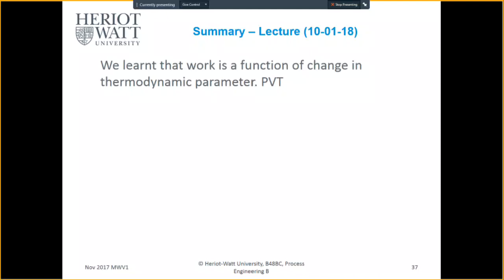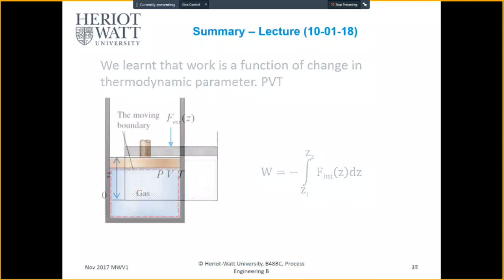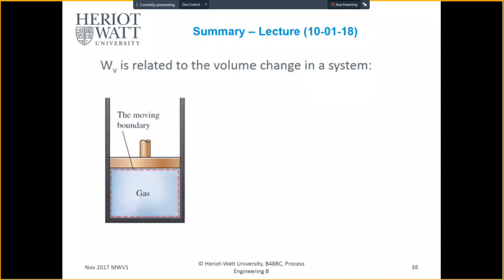We learned that work is a function of change in thermodynamic parameters, so pressure, temperature, and volume. So in a system, the change in your volume, in this case, the change in the distance that your piston moves is your work done. So these are the things we covered yesterday. Volume work is also related to the volume change in the system. So the piston moves, the boundary moves, and work is done.